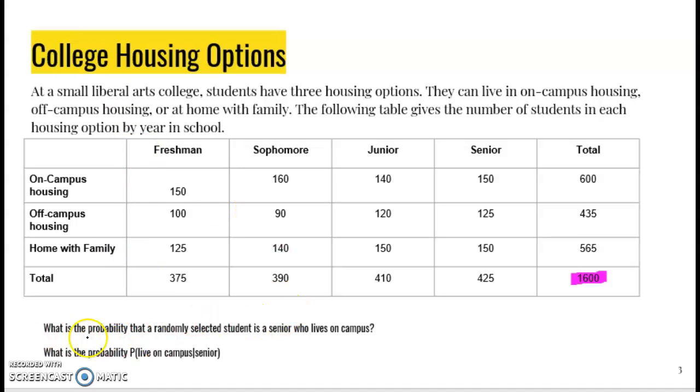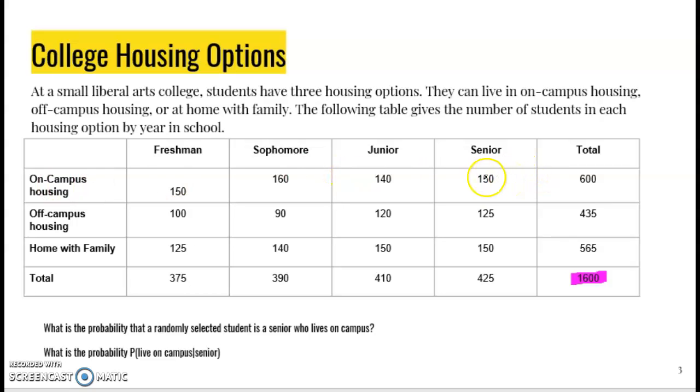The first problem states: what's the probability that a randomly selected student is a senior who lives on campus? So I'm going to select from all the students, and I want to know the probability that I select a senior. I look at my senior column, and it doesn't matter if they're on campus, off campus, or at home. Actually, I'm sorry, a senior who lives on campus. So we have to only look at the seniors that are on campus here.